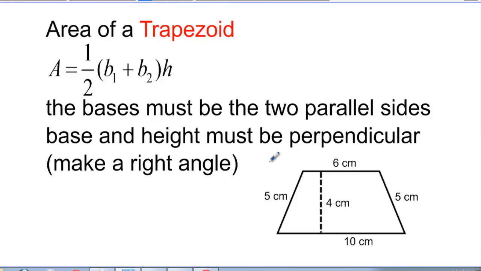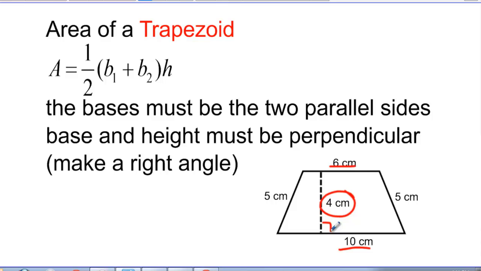So notice here that this side that's labeled 6 centimeters and this side that's labeled 10 centimeters are the two sides that are parallel to each other. The two sides that are labeled 5 are slanting towards each other, so they're not parallel. Even if that trapezoid was turned, I would use 6 and 10 as my bases, and then I'm going to use 4 as my height because again it forms a right angle with the bases.